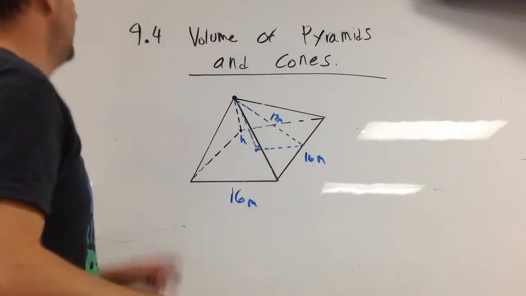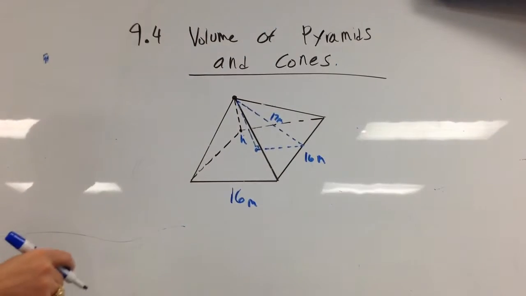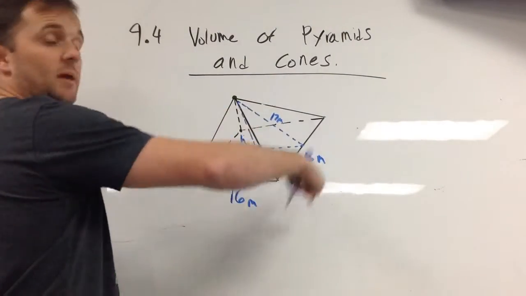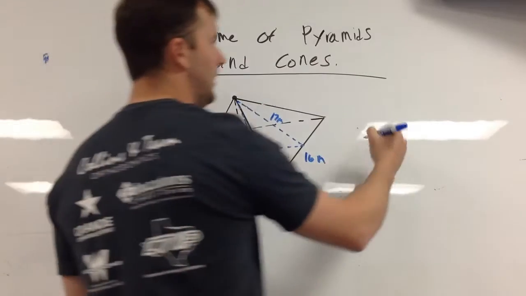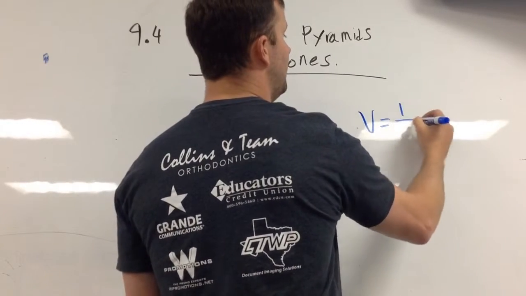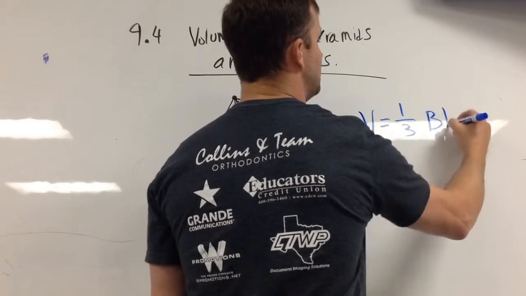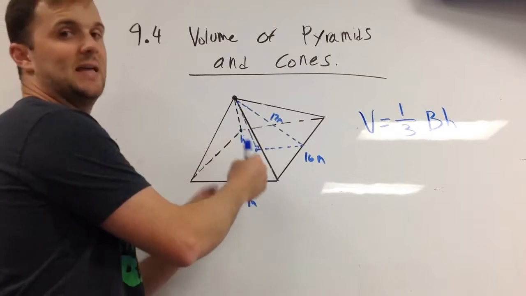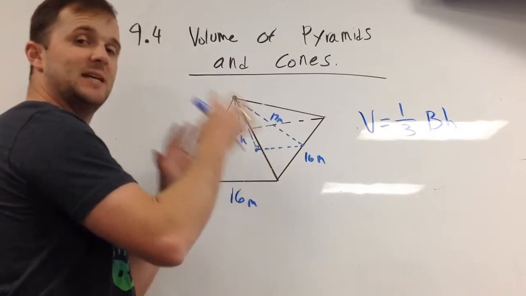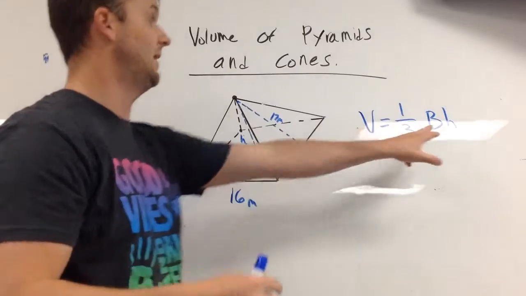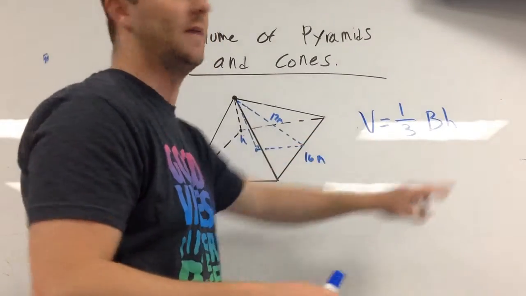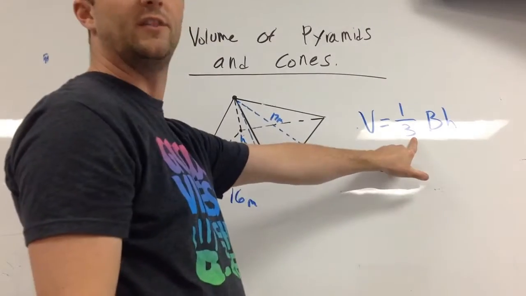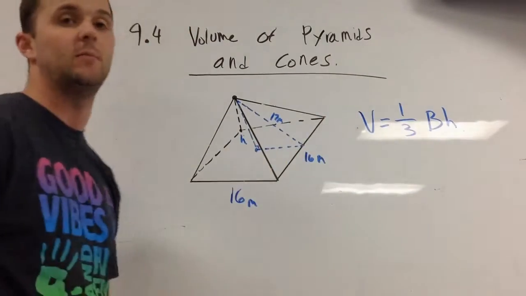Alright guys, so we're moving on to 9.4, which is the volume of pyramids and cones. And the formula for the volume of a pyramid, which is what we have here, is going to be volume equals 1/3 of the area of the base times the height. So basically, if I took a prism that looked just like this, that had a height and a base measurement that were the exact same, I would find the area of the base times the height. And then in order for me to get the pyramid, all I would have to do is take 1/3 of that. And that's what's going to end up giving me my volume here.